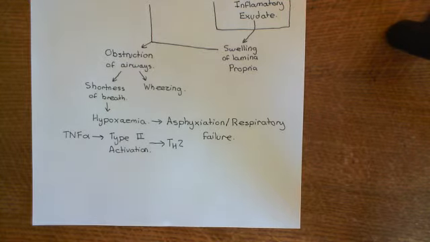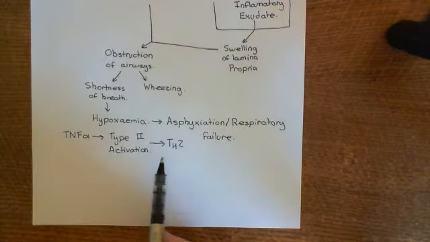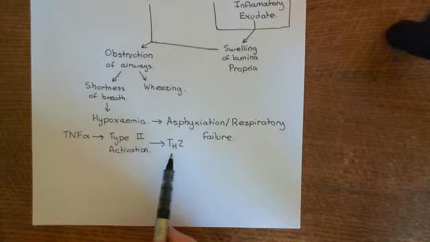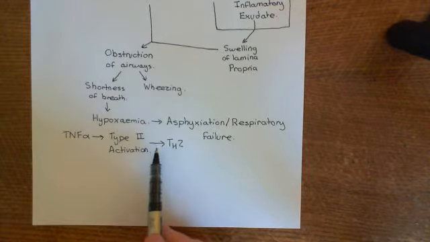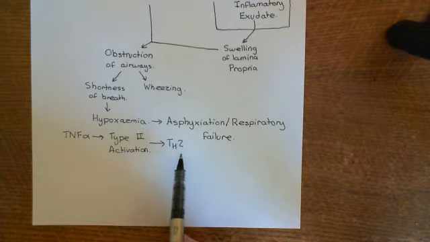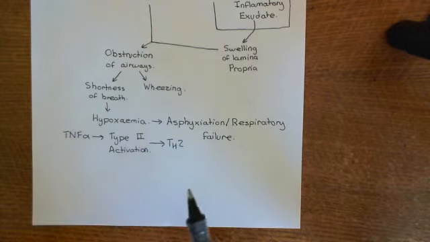Now this takes much longer, which is why the late phase takes time. It takes hours for type 2 activation to occur, and this is because it involves changes in expression of proteins within those endothelial cells. What happens is these endothelial cells change the expression of proteins so that they can now recruit T helper 2 cells from the blood. And it's a little bit of a mystery where these T helper 2 cells actually come from, because we don't know which antigen they're actually targeted against.